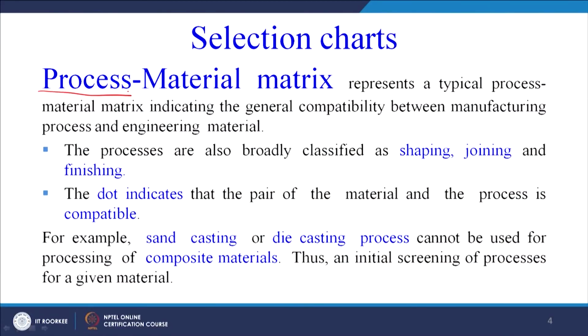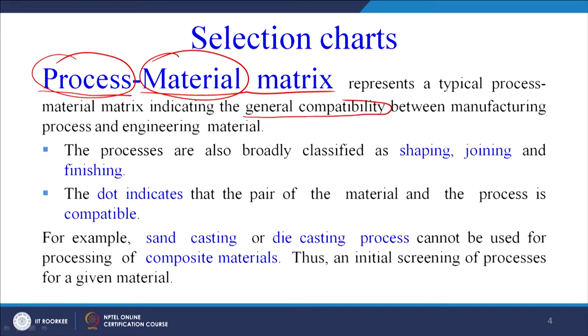So the first one is the process which we have to select, and the material matrix: which process is capable of processing which type of material. The process material matrix represents a typical matrix indicating the general compatibility between manufacturing processes and the engineering materials.